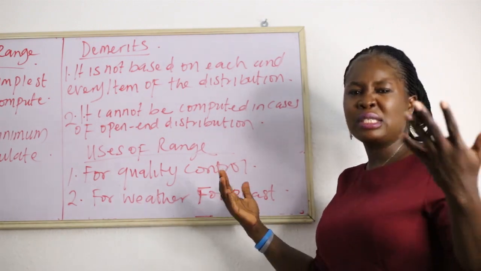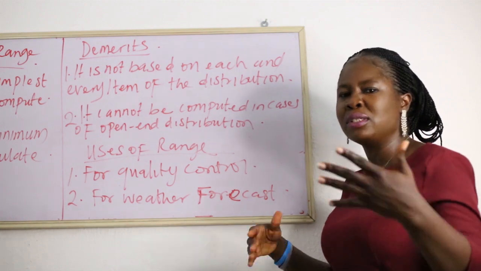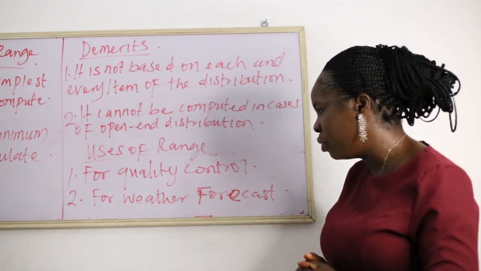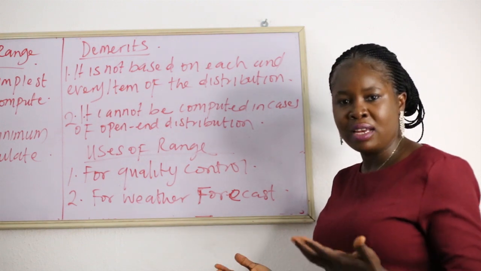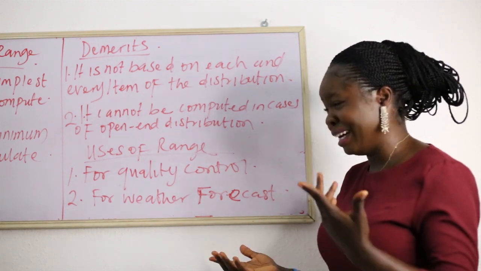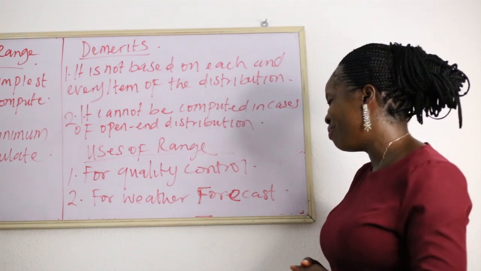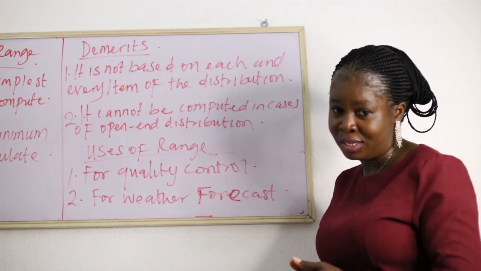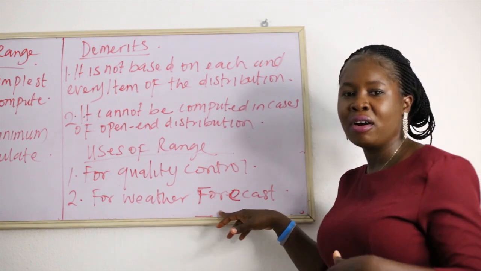One, for quality control in organizations, companies, schools, and institutions, range can be used for quality control. Then secondly, range can be used for weather forecast. Maybe because it just rained here, it can be used for weather forecast.